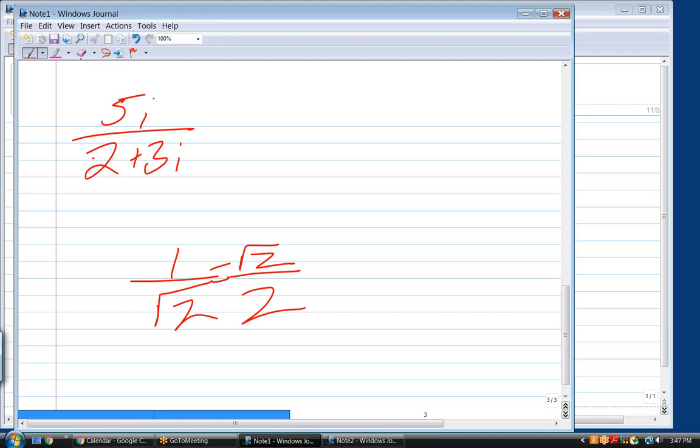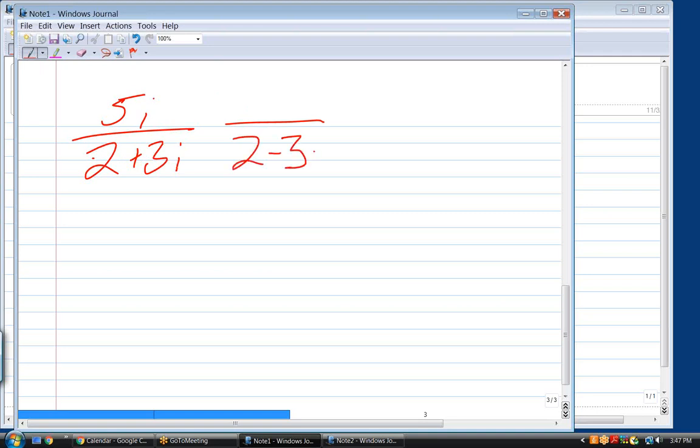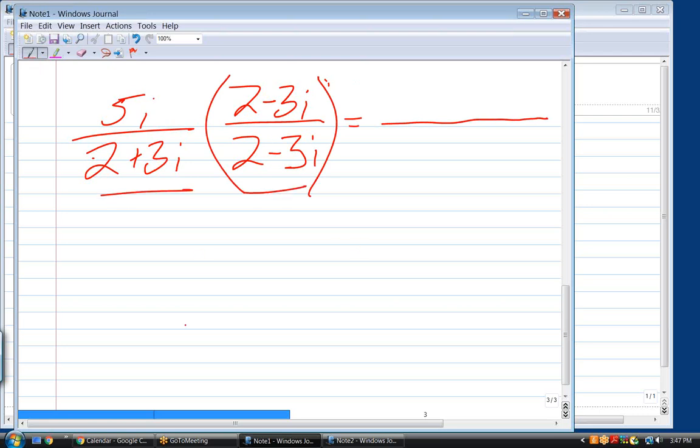Okay? Same thing here. Mathematicians do not like an imaginary or a complex number in the denominator. So to get rid of it, I'm going to multiply top and bottom by the conjugate of this, always the conjugate. And that I'm multiplying by is 1. I'm allowed to multiply any fraction by the number 1 without changing its value. And what it's going to do is turn the denominator into a real number. What is 2 plus 3i times 2 minus 3i?